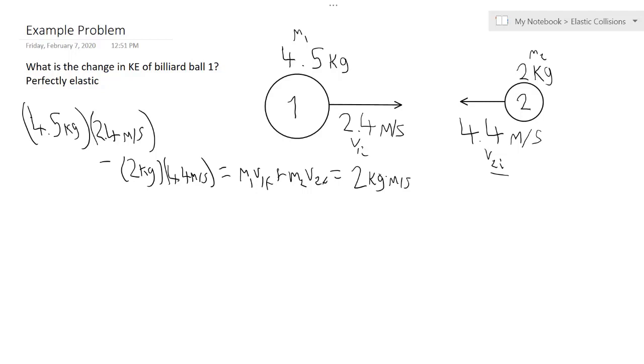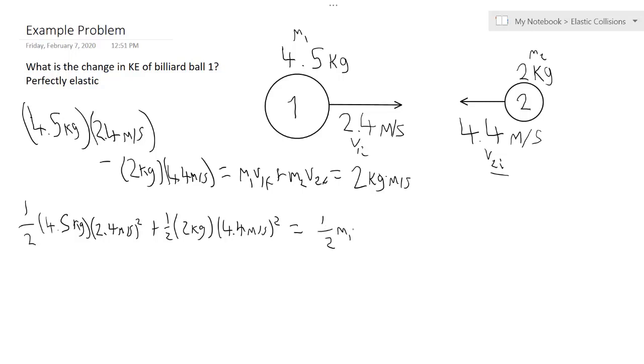And so let's do the same thing for our energy. So we calculate the energy of billiard ball 1 and the energy of billiard ball 2, we add them up together. That's going to be equal to our final energy. And if you plug those numbers in, you should get 32.32 joules.